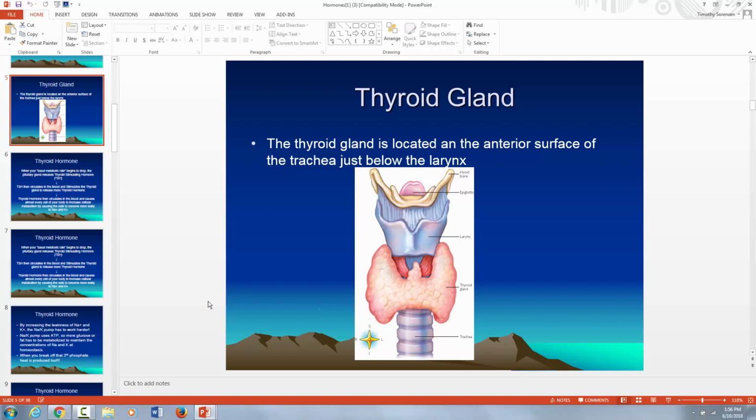Today what I'm going to do is explain to you the differences between hyper and hypothyroidism and what causes it. You need to make sure that you watch the video on the functions of thyroid hormone so that you understand the basic physiologic functions that thyroid hormone produces. And remember that thyroid hormone comes in two forms, T3 and T4. T3 being the most physiologically active form of thyroid hormone.